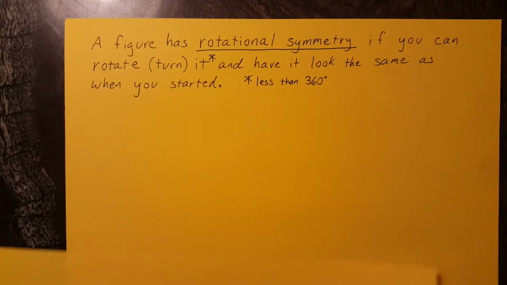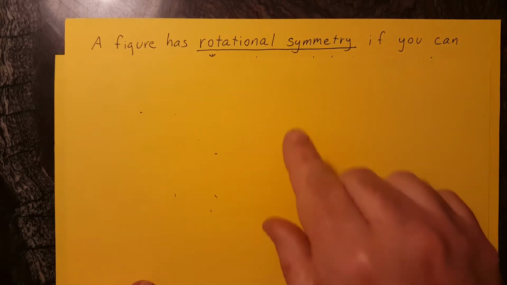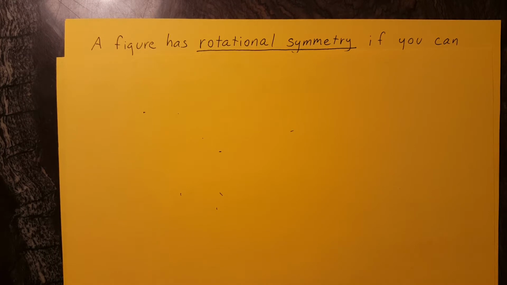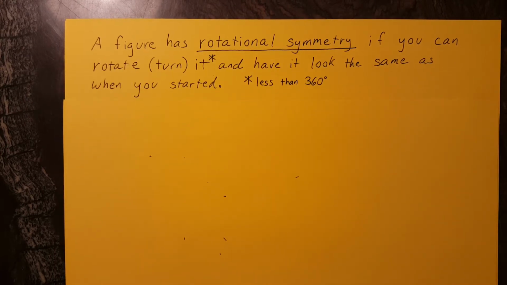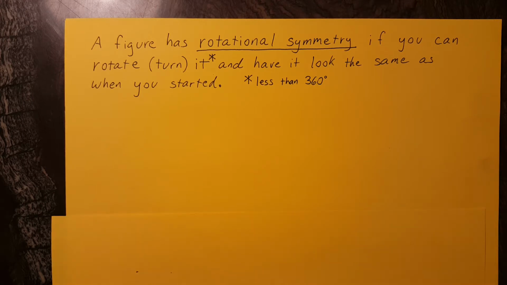But today, we're talking about rotational symmetry. And this is the first word that you need to define today: rotational symmetry. So in your vocabulary notebook, you're going to want to write this down. A figure has rotational symmetry if you can rotate, turn it, and have it look the same as when you started, with less than 360 degrees, which I'll explain in just a second. So go ahead and pause it while you copy that down, and then you can restart.